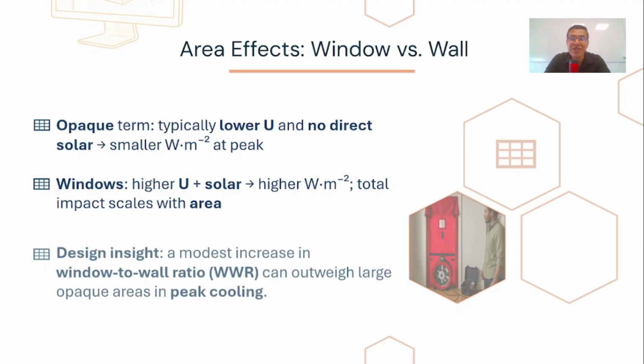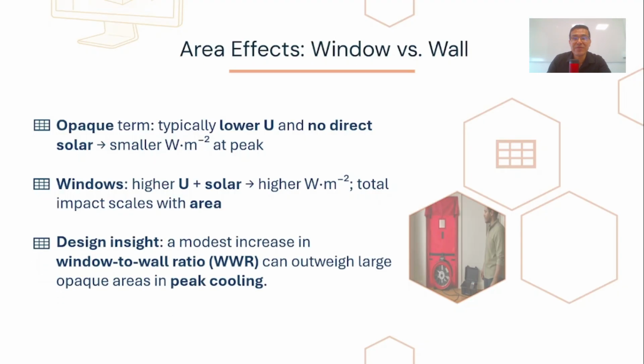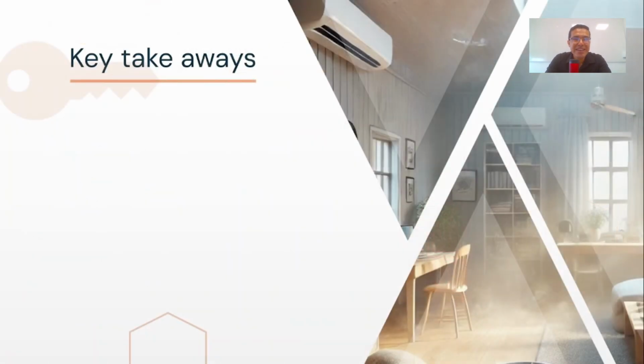This brings us to a crucial design insight: window-to-wall ratio. Even a modest increase in the amount of glass can make windows the dominant factor in a building's peak heat gain, especially in summer. This is often the case on west-facing facades, where intense afternoon sun makes the window's heat gain far outweigh the heat coming through the much larger opaque wall. To make this clear, in your reports, always present both the heat gain per square meter and the total heat gain for each component. So let's quickly recap the most important takeaways from this video.